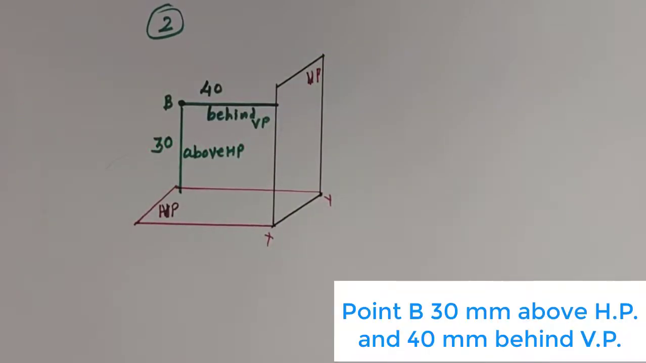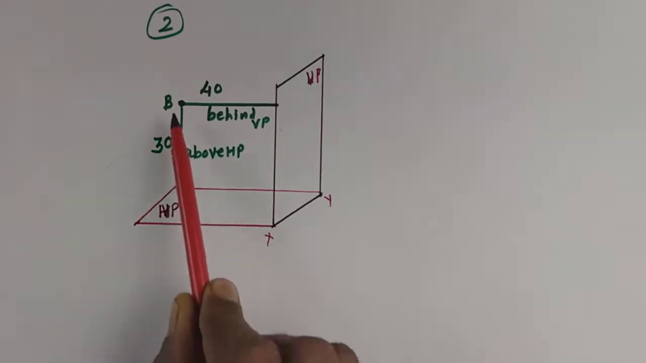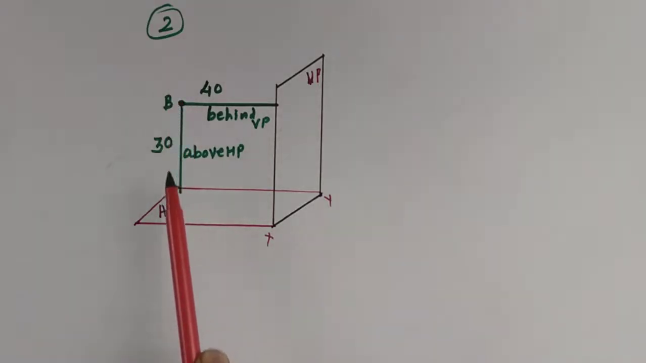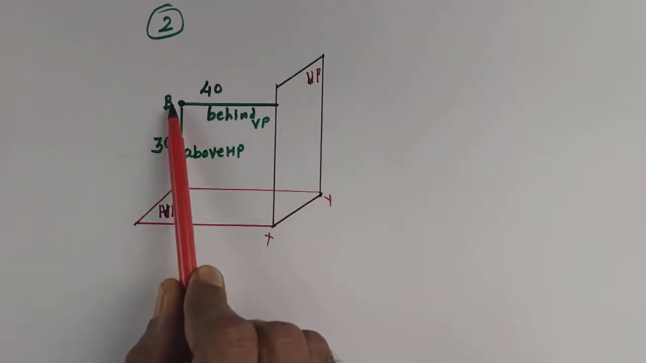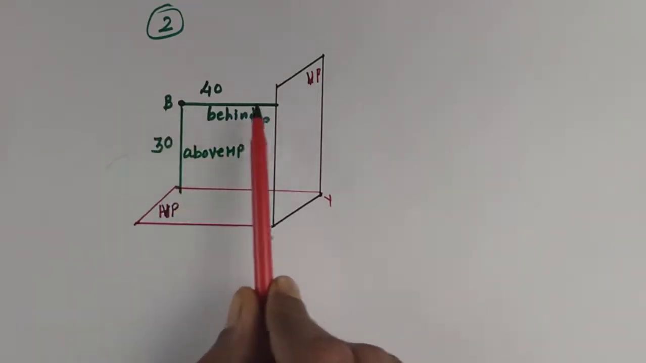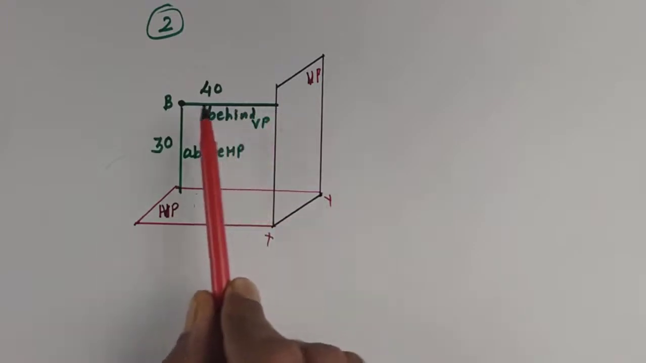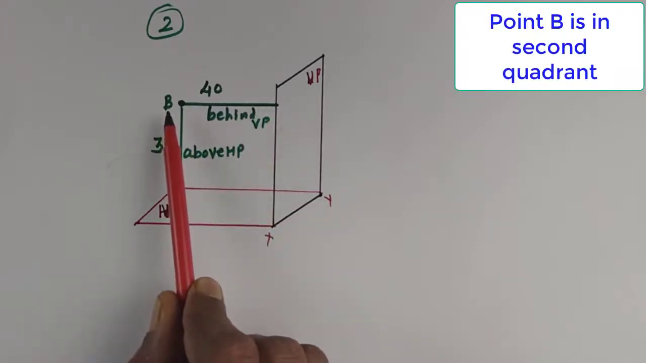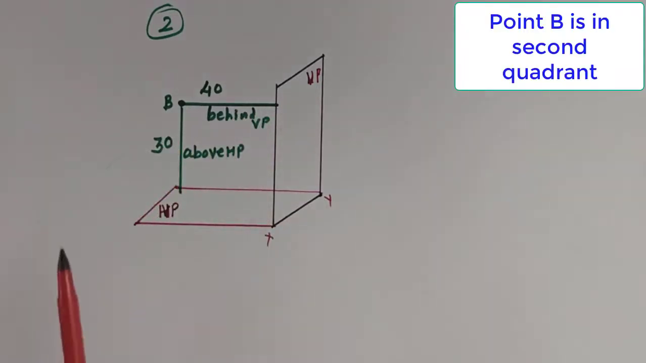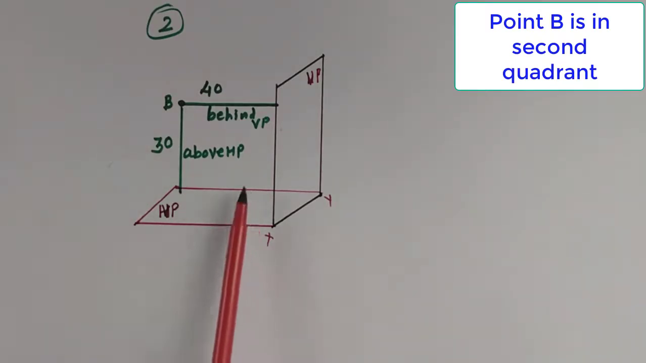Now friends, as per problem statements, the point B is 30 mm above HP, 40 mm behind VP. It means point B is living in the second quadrant.